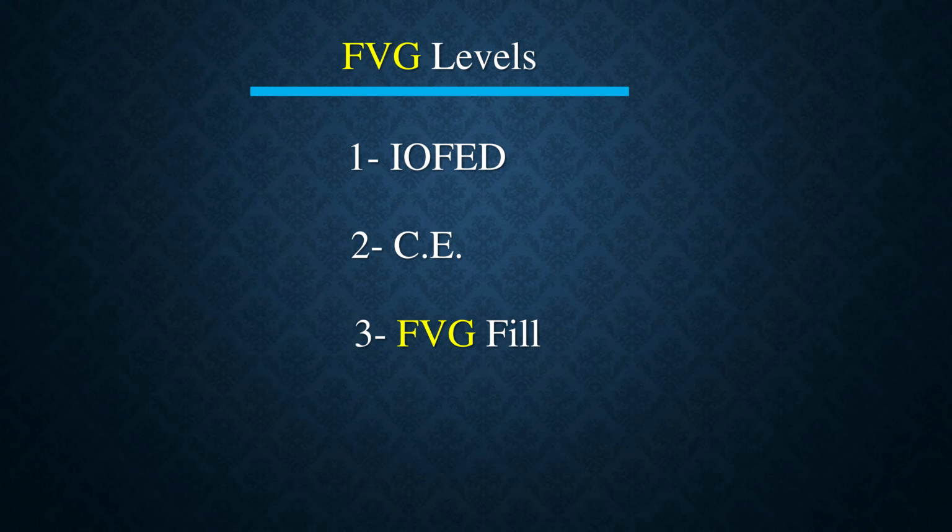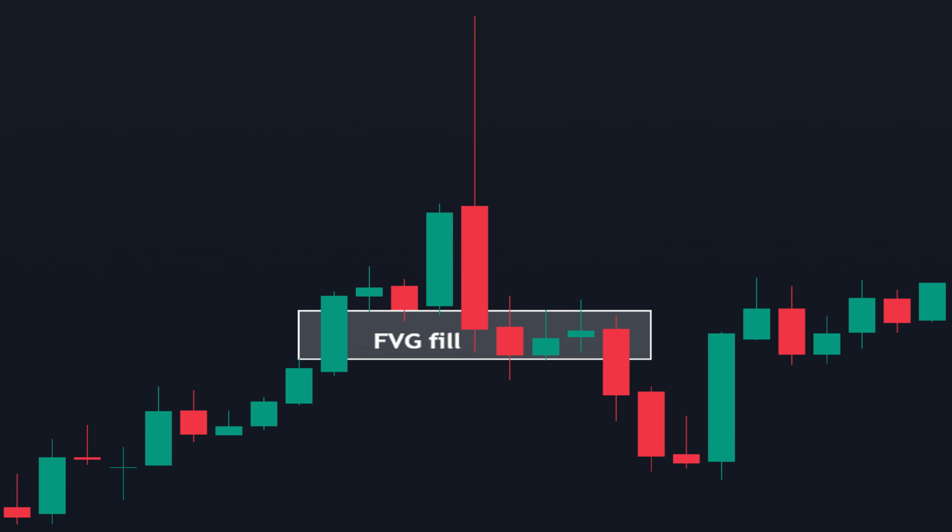The third level is FVG Fill. This case happens when price candles retrace and complete the imbalance. After this level, most of the time there are two results that can happen. The first one is when the price keeps its bullish sentiment and goes for an uptrend, and the second is when the price rejects the FVG and goes for a downtrend.